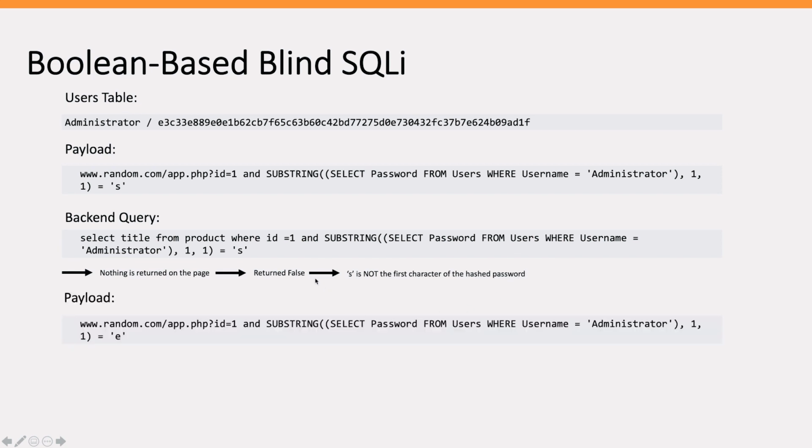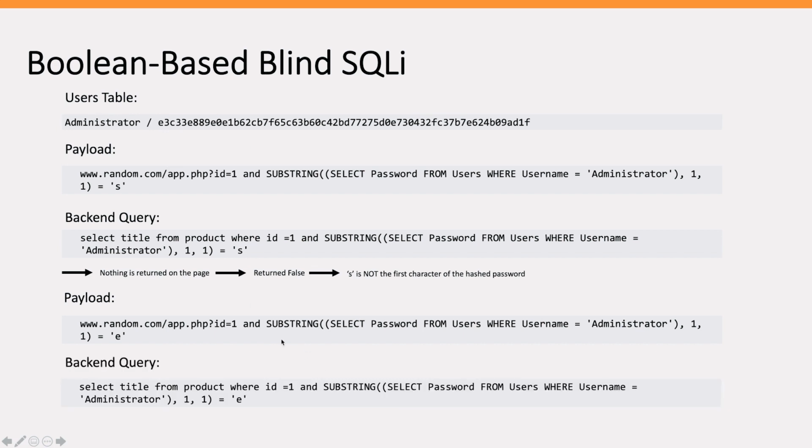Now, imagine I keep looping through the characters and I get to E, and I ask it again, is the first character of the hashed password equal to E? That evaluates to true, right? So the backend query would be true and true. So the entire where clause evaluates to true, and so the title of the products that are associated to ID 1 are returned on the page. And this gives me an indication that it returned true, which again tells me that E is the first character of the hashed password.